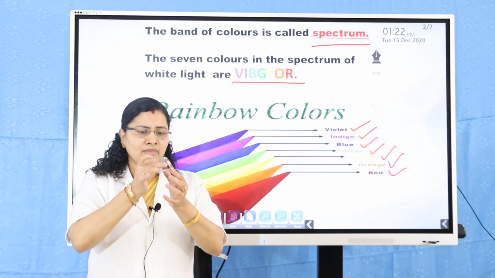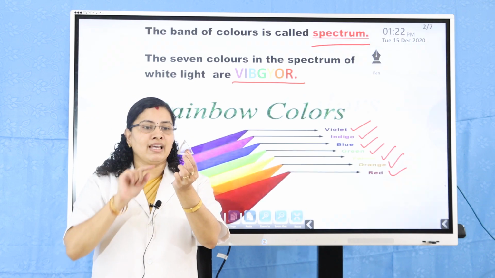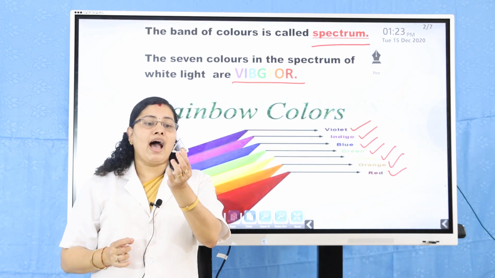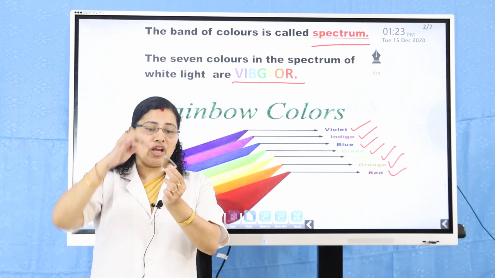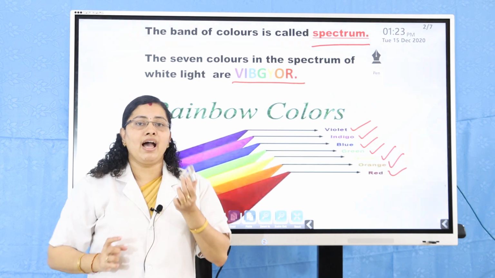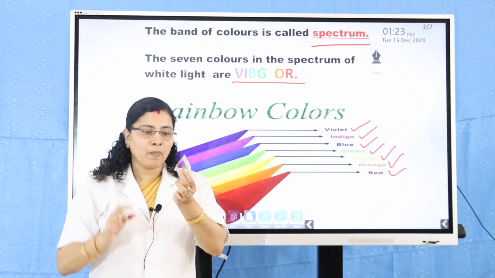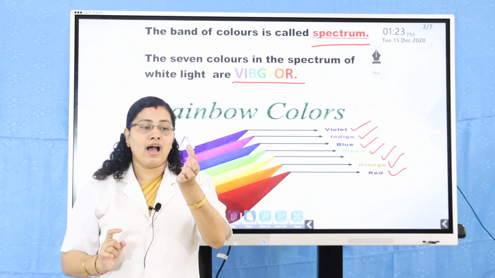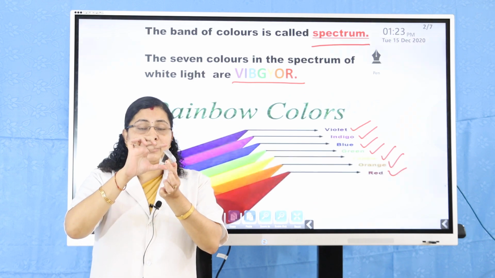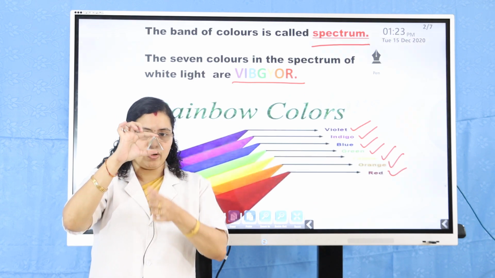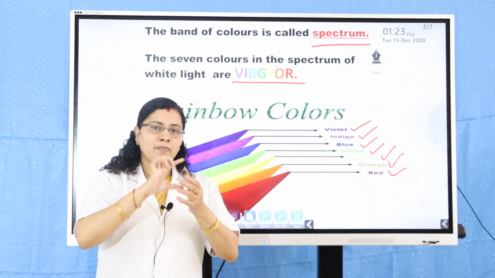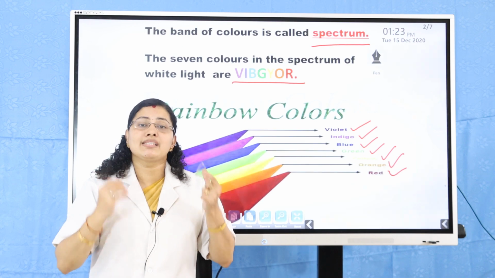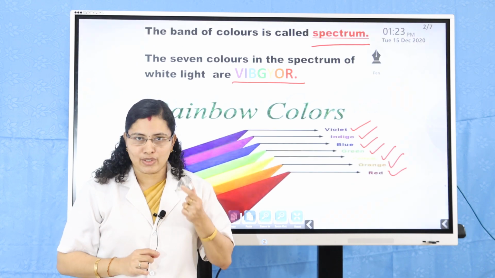Have you ever seen a prism? See, here I have a prism with me. 2 faces are triangular in shape, and the other 3 faces are square shaped. It is a glass prism which is very transparent, as you can see here. So with this prism we can understand whether the sunlight is white in color or not.